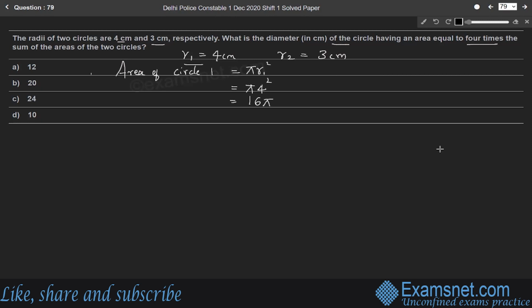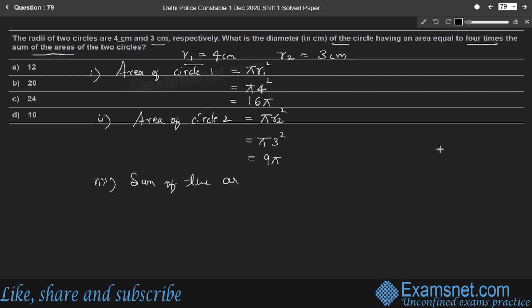Whereas area of circle 2 is again pi r square, pi into 3 square, which is 9 pi. So the question is, diameter of the circle having an area equal to 4 times the sum of the areas. So in the third part, we'll find the sum of the areas. Sum of the areas is equal to 16 pi plus 9 pi, which is 25 pi.